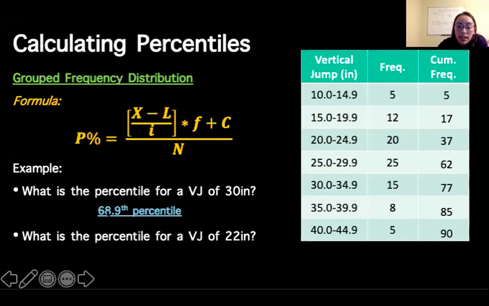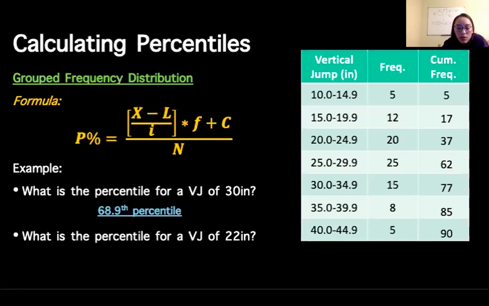So if you calculated it out, it should be the 68.9th percentile. This is why I let you guys put percentages, because it gets awkward. But usually on your activities, I'll say, specify decimals or whatever. Okay.